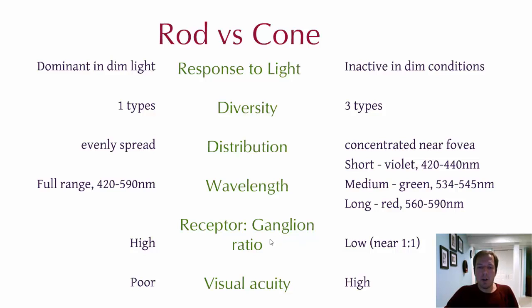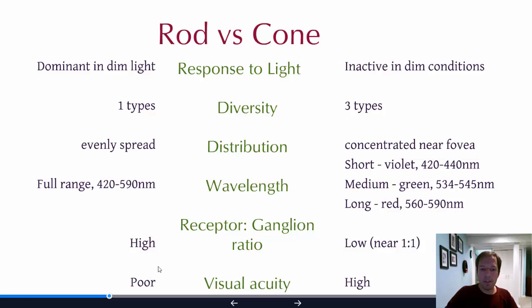There is the receptor to ganglion ratio, which is important. So there are many rod cells to ganglion, which is why the acuity of these is very poor, whereas there's a low ratio of receptors to ganglions for cones, and that's why their ability to perceive things like edges is going to be very high.